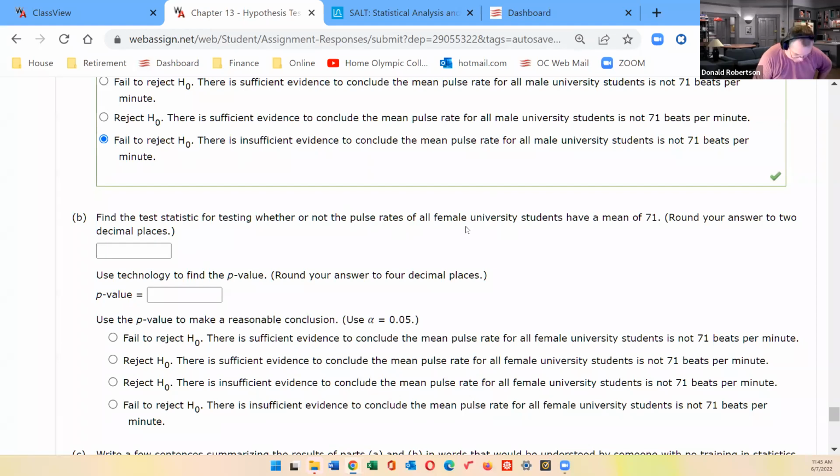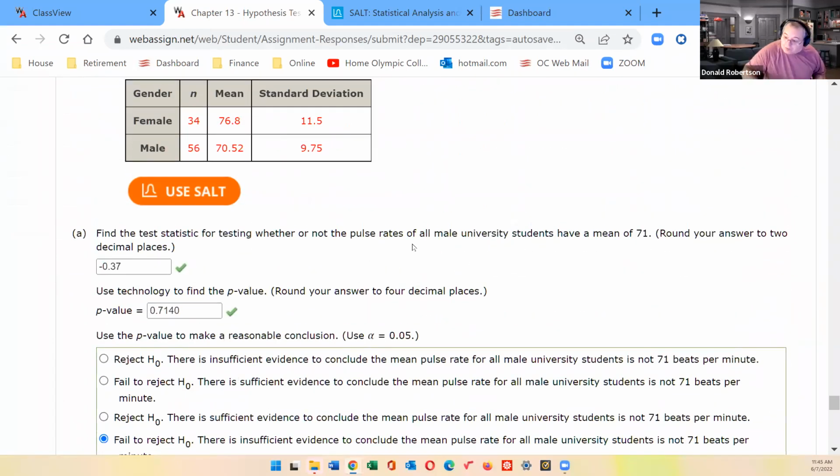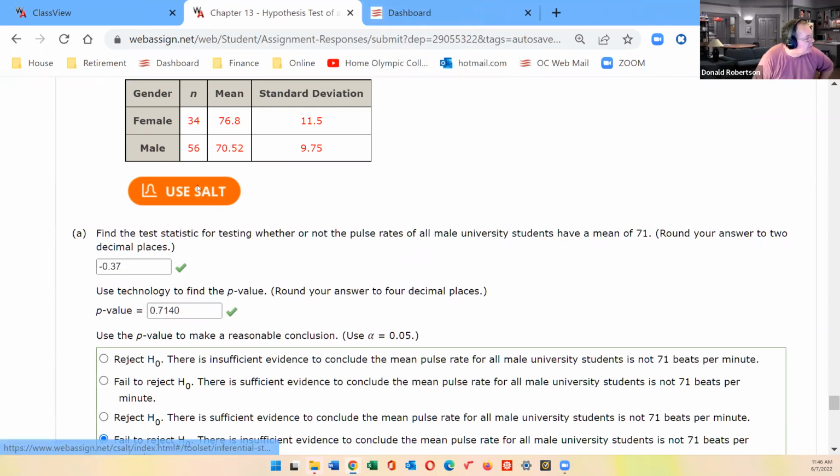Okay, so let's do it for the female. We'll try it now with the female, right? As I'm doing it, you do yours with your female and see if it works this time. So for the females, there are 34 of them. Their mean is 76.8 and their standard deviation is 11.5. That one might work. Right, so I'm going to try that one.